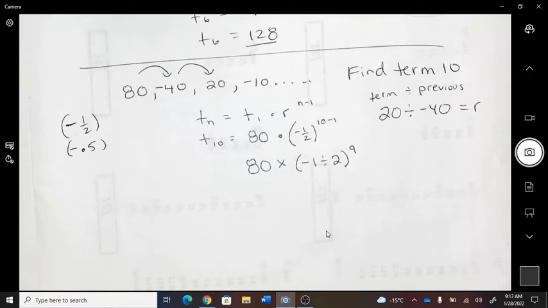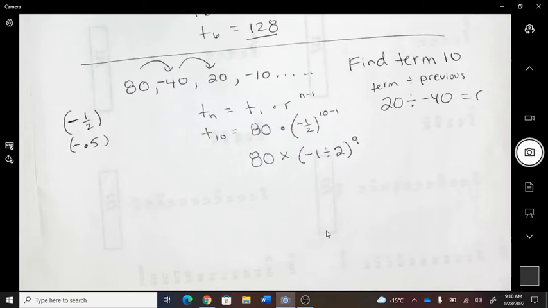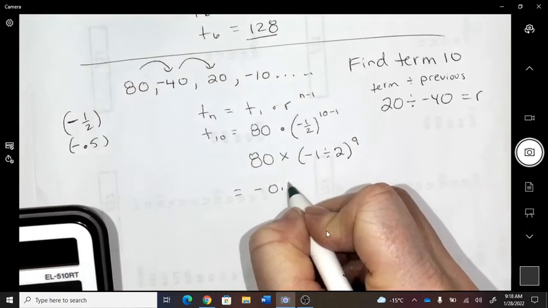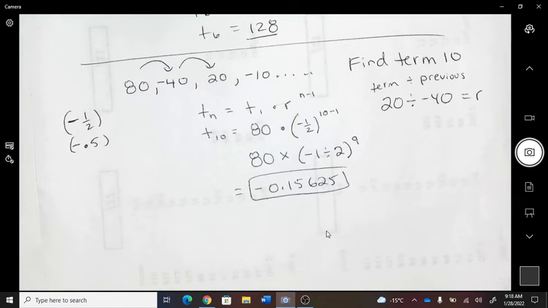Okay, so this is what I'm going to type into my calculator. And I'm going to put brackets on my negative a half. Even if you're doing a negative 0.5, you've got to have brackets on it, because it's going to mess up your negatives if you don't. And is anybody getting that decimal?